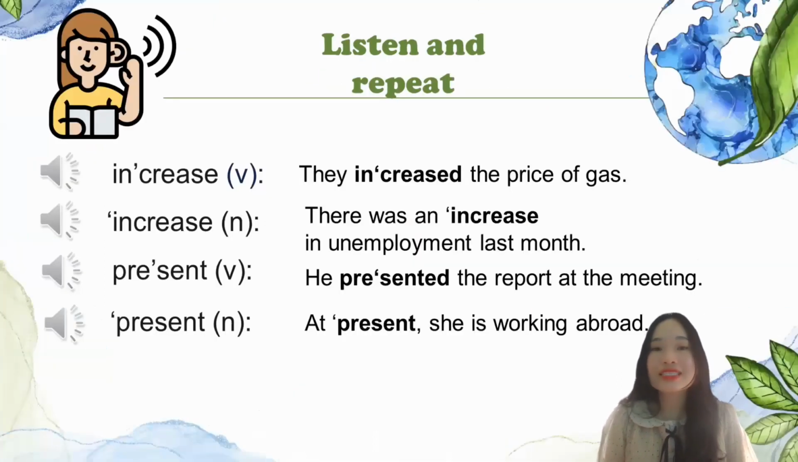Okay, so now listen and repeat after me. Increase. Again, increase. They increased the price of gas. There was an increase in unemployment last month.